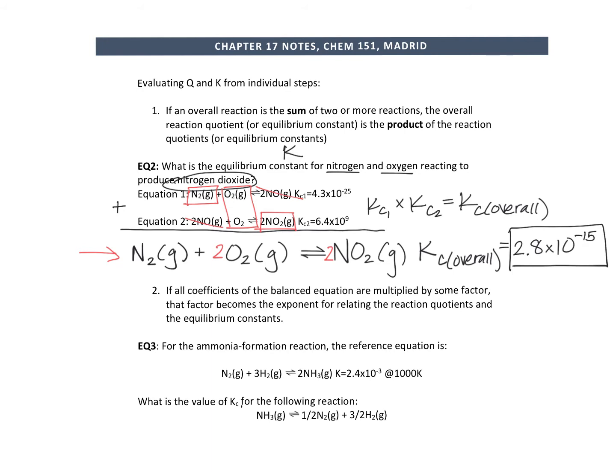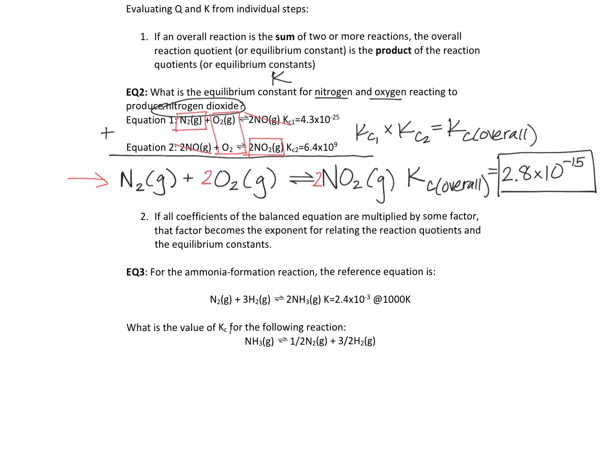All right, this should be your final answer, 2.8 times 10 to the negative 15. K is a unitless value, so you're not looking for units. And also you have 2 sig figs for each of these Ks, so your final answer will also be 2 sig figs. So there is a proof for that. If you take the expressions for equation 1 and equation 2, the equilibrium expressions, and multiply those expressions by each other, you will see that it does give you the expression for Kc overall. Now let's go ahead and go down to number 2.